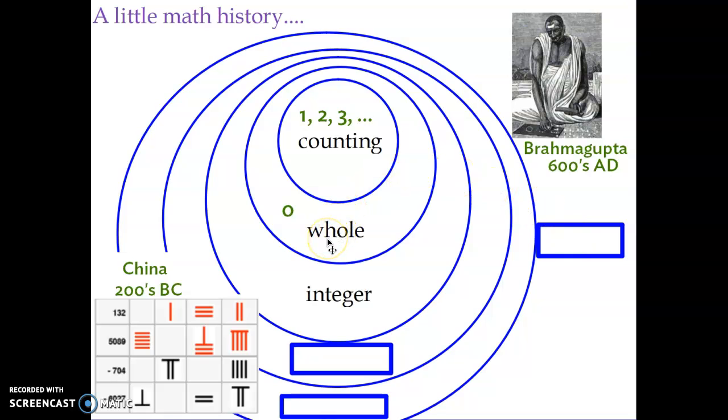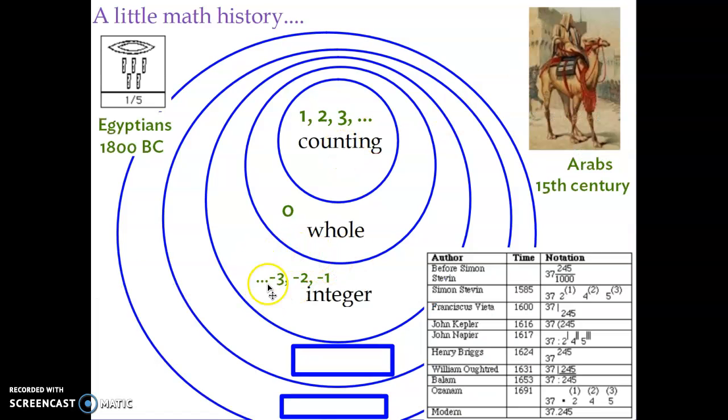So again, remember the way Venn diagrams work. 0 is an integer. The counting numbers are integers, but there are other numbers in this circle that are integers that are not whole numbers and counting numbers. And those are our negatives. So you can see our negatives here. Notice the ellipses this time is on the left-hand side because negative numbers go on and on forever to the left. Okay, so again, at this point, we have all of the integers.